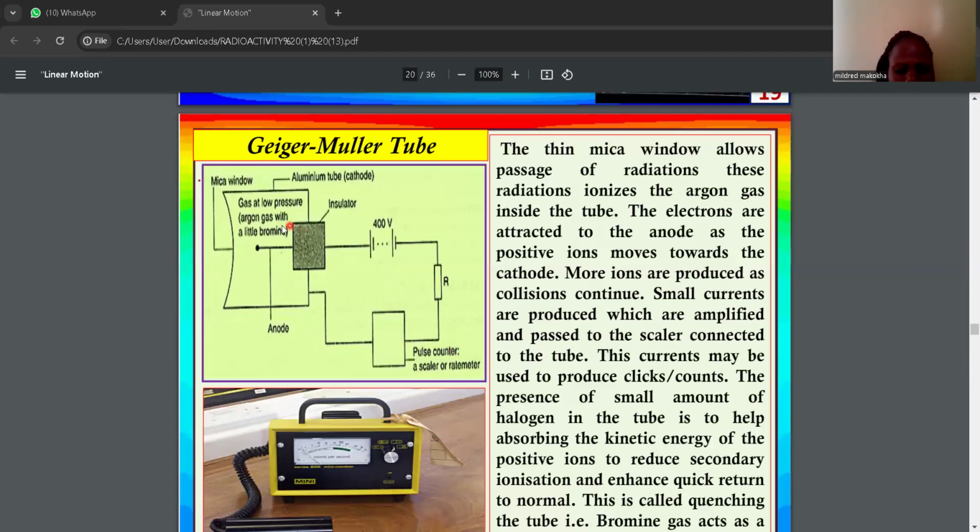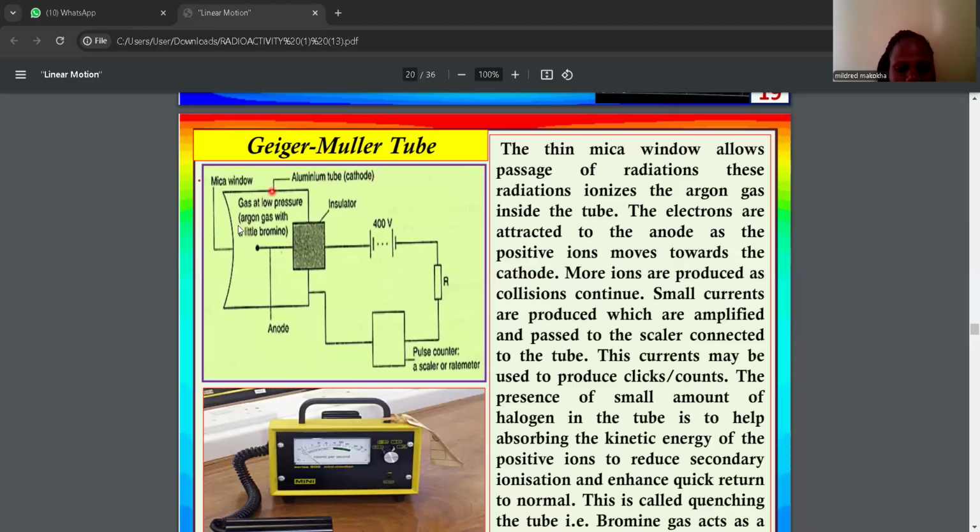Within the GM tube, you can also notice that they use some bromine gas, a little bromine. The bromine gas acts as a quenching agent. What does it imply? I've mentioned that when you have radiations entering the Mica window, and these radiations reach in here, they ionize the argon gas. When argon gas is ionized, it results into two ions, positive and negative ones. The negative ions are attracted to the anode and they cause a current to do what? To flow. The positive ones are supposed to move to the aluminum tube, but there is a problem.